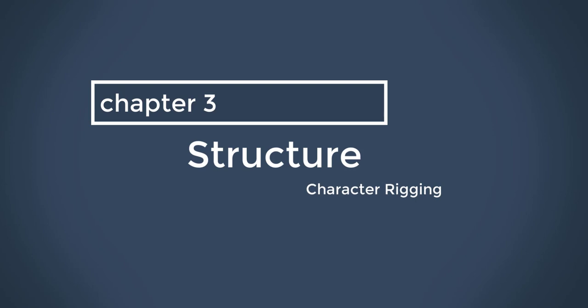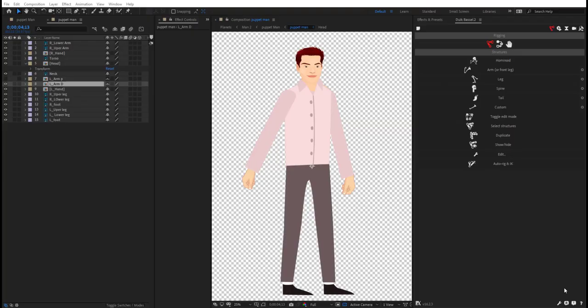Creating a structure is the first step in the process of rigging a character using Duik. We create the structure, rig this structure, and after that we link this structure to the artwork. Structures are layers that we add to the composition that drive the animation, that drive the character. It's like a skeleton of the body.